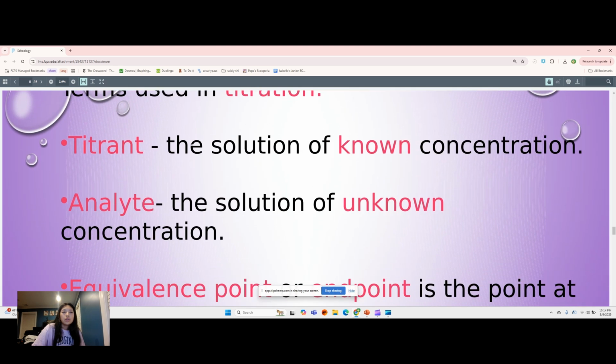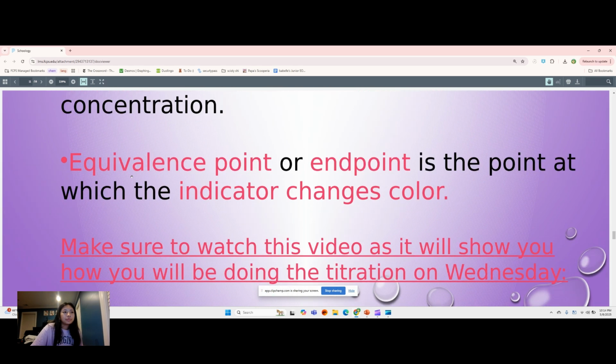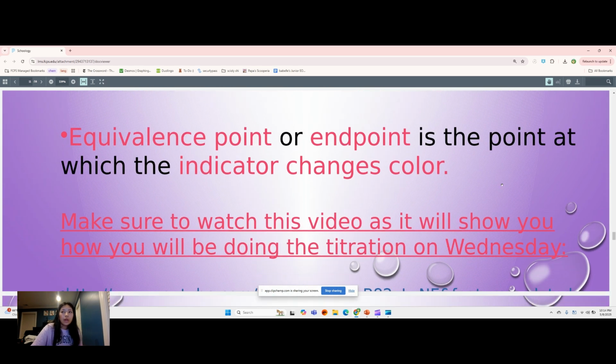So the titrant is the solution of the known concentration. The analyte is the solution of the unknown concentration. So the titrant is what's in your tube, and your analyte is what's in your beaker. Equivalence point or endpoint is the point at which the indicator changes color.